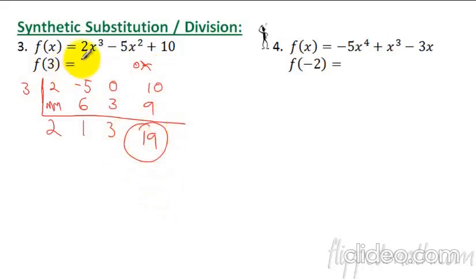F of 3 equals 19. So you could also plug a 3 in, do 3 cubed times 2 minus 5 times 3 squared plus 10, and you'd also get 19. It works both ways. So now you're going to try the same thing with number 4.